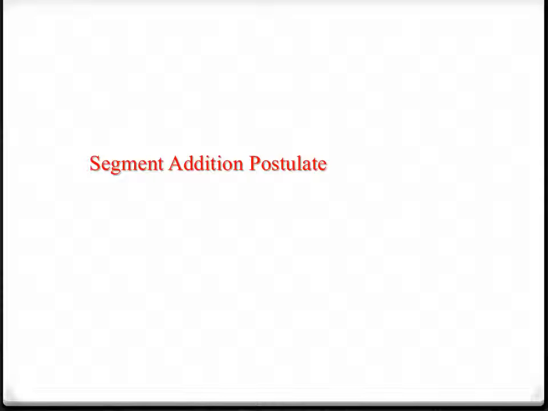Now the segment addition postulate is the second postulate that you're going to learn for today, and it is a very well-known postulate. This is going to help you set up equations. If B is between A and C, then the line segment AB plus the line segment BC is going to equal the whole entire line segment AC. Now we can also write this backwards. If AB plus BC equals AC, then B is between A and C.